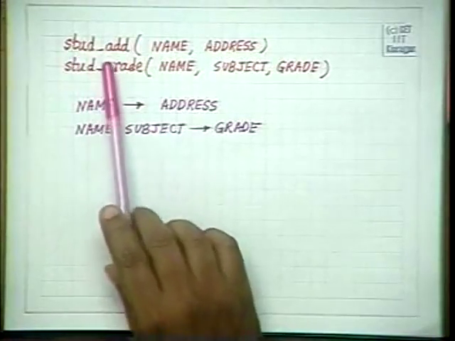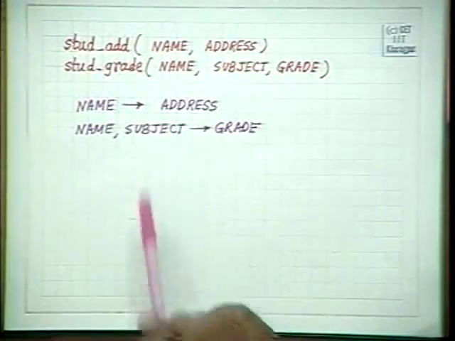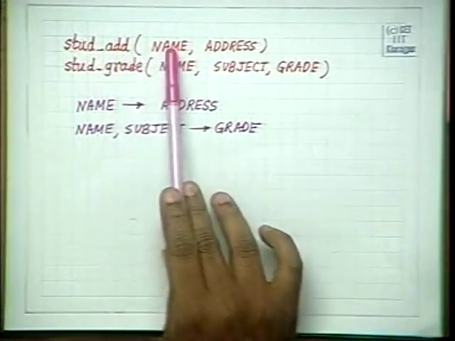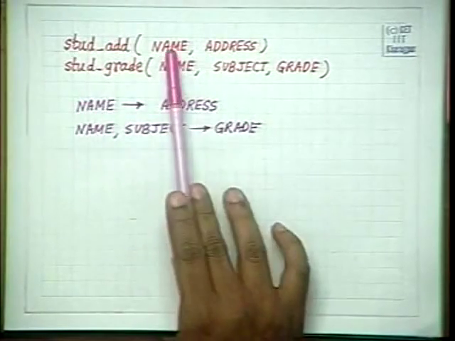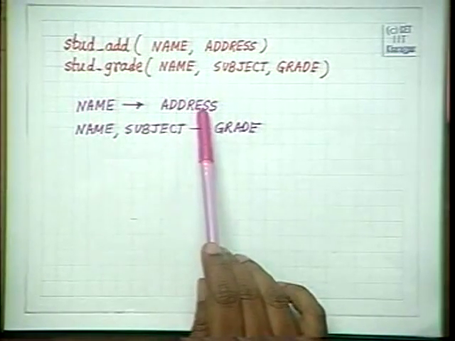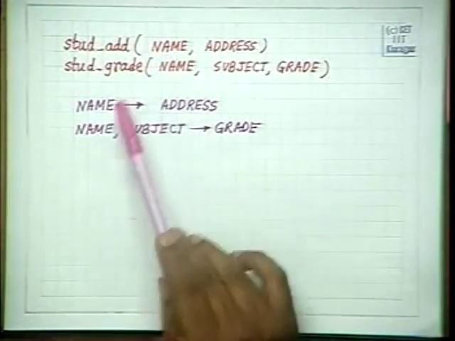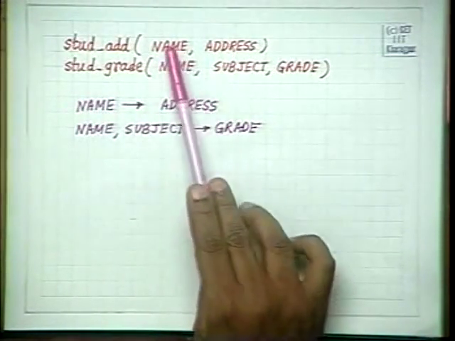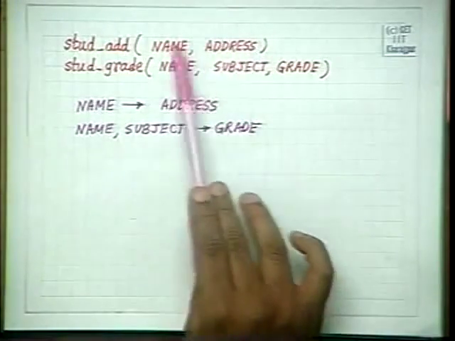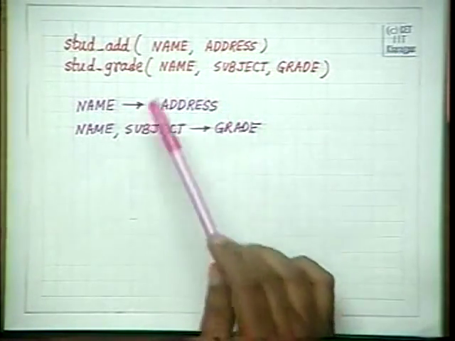Let us see the student address relationship. Here, student: name and address. If name is a key attribute, then name gives address. It may be that name is not a key attribute, and then this relationship will not hold. Then both of them together form the primary key. There is no subset which is the primary key.